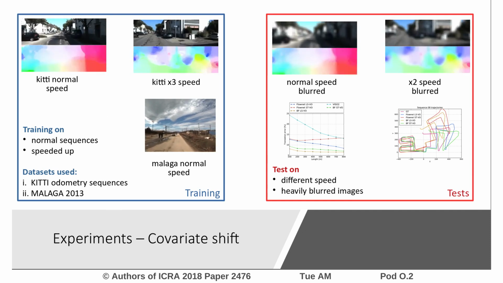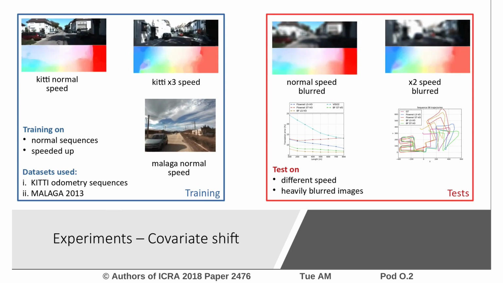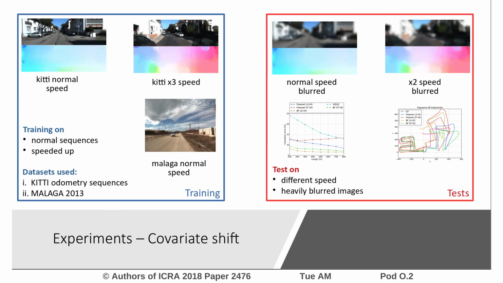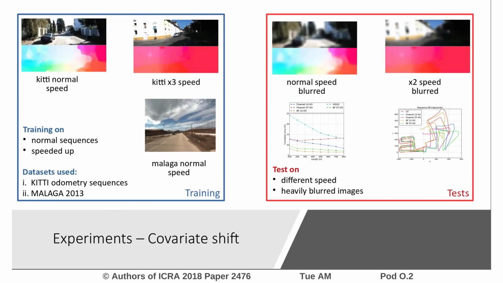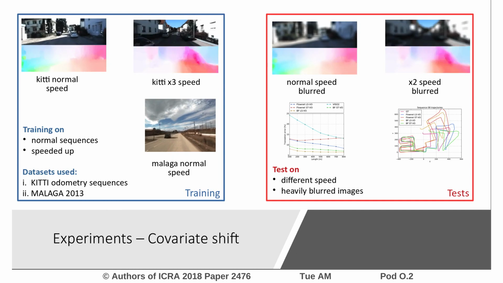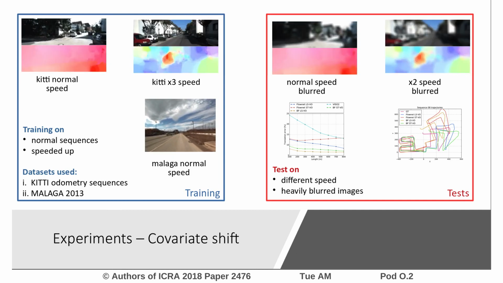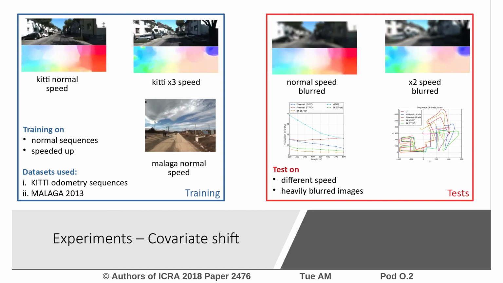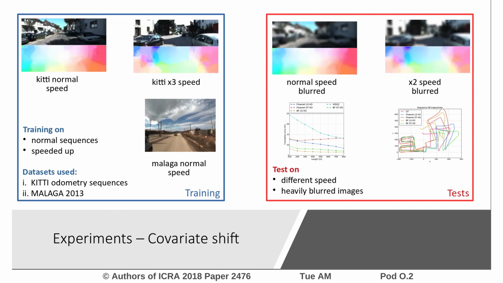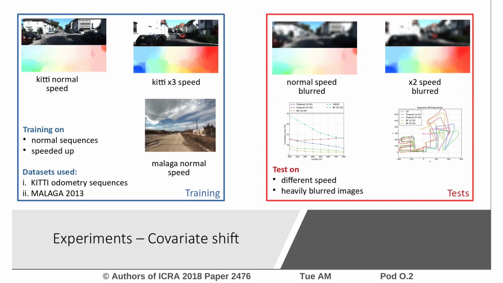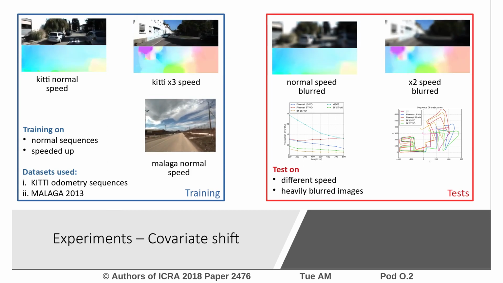We performed a large number of experiments using KITTI and Malaga 2013 datasets, training on normal sequences and testing on unseen sequences modified with heavy blur and different speed to simulate covariate shift. We compared both with state-of-the-art geometrical methods and data-driven methods. Our experiments show that learning the latent optical flow space is able to increase performances in general and make the architecture more robust to covariate shifts.